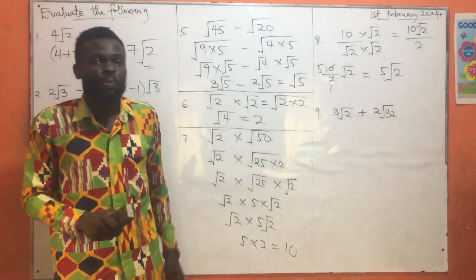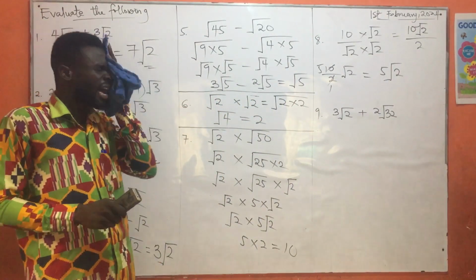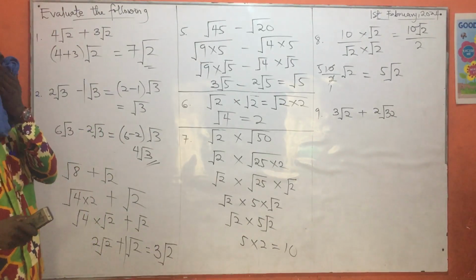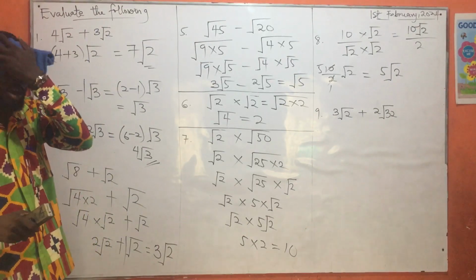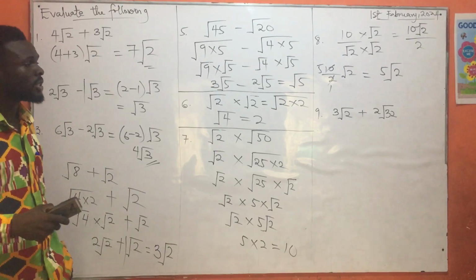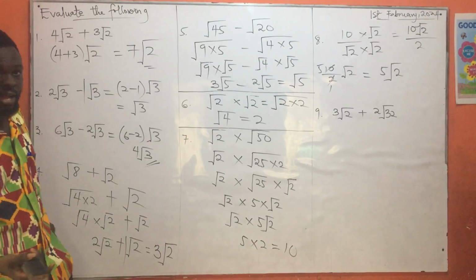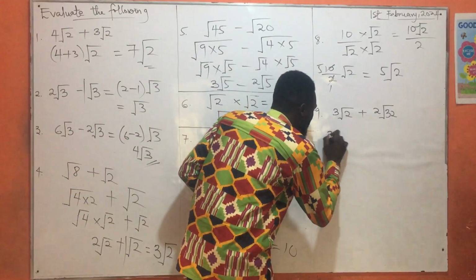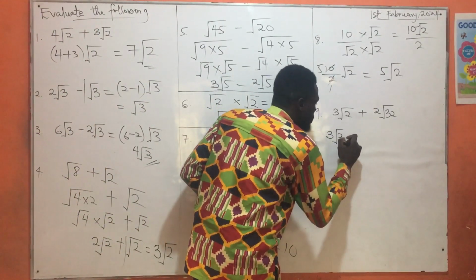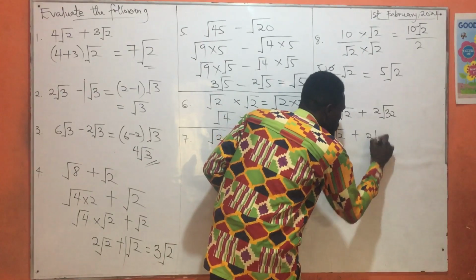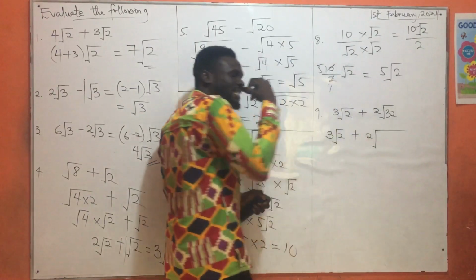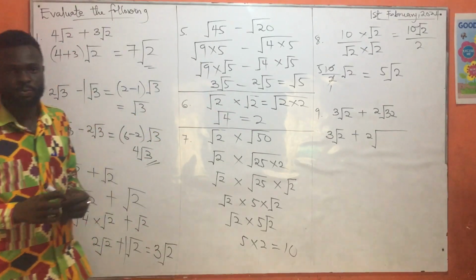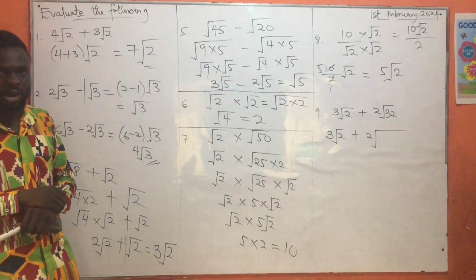So here, we are going to look for a square number that will multiply by another number to give us 32. So let's record by writing 3 surd 2 plus 2 surd what square number times a number will give you 32. That is the question we are going to ask ourselves.